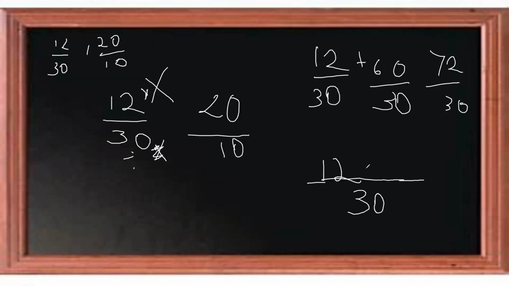Sorry, 12 ones are 12. Okay, and here 30 divided by 10 is 3, and 3 into 20. Here we have to divide the LCM by the denominator first, and then multiply the quotient you get with the numerator, so that the answer you will get is 60. So simple. Now it has been like this only, so now you can simply add it.